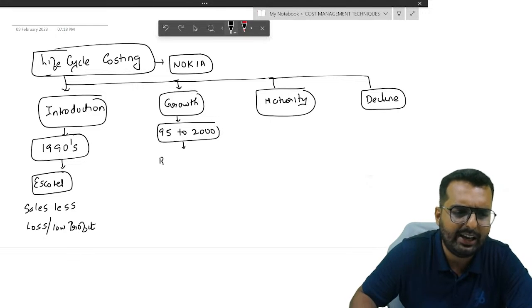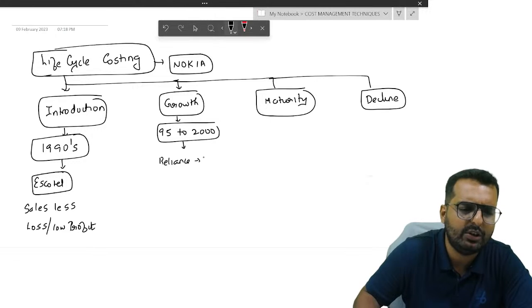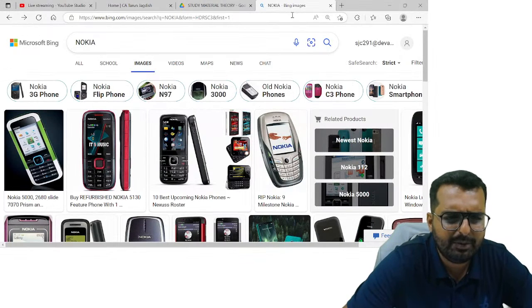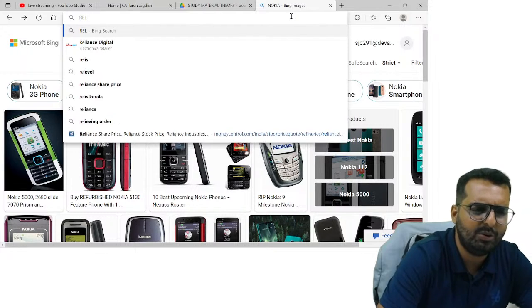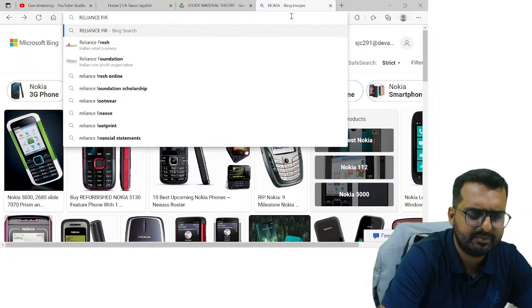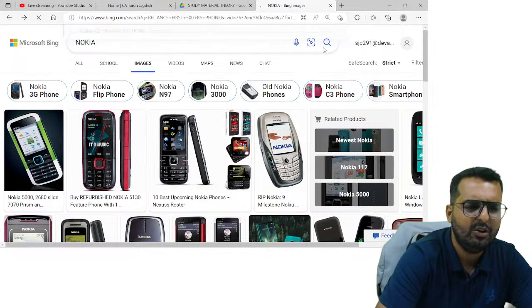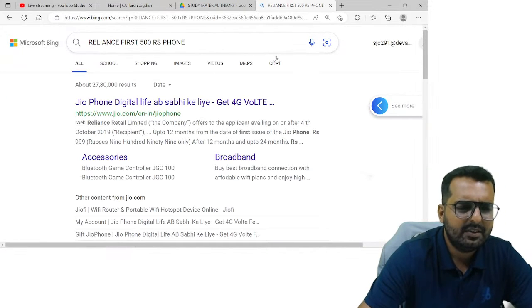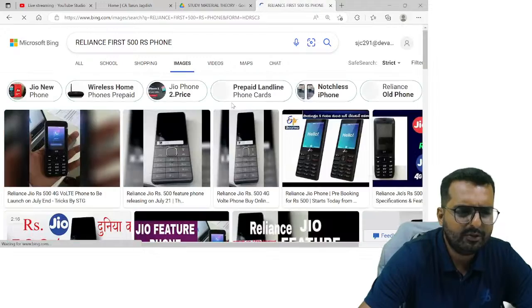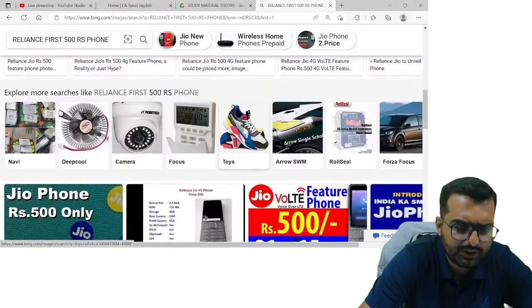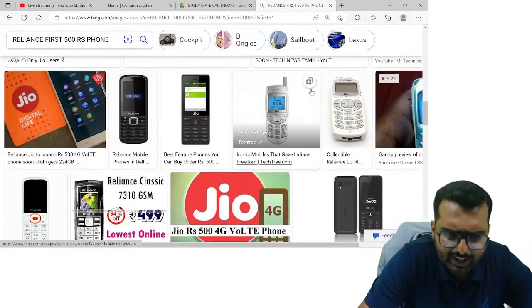That time, Reliance came up with a new technology called a 500 rupees phone. I'm not sure how many of you have seen that phone. All right. Let me just check if that's available somewhere in Google. This was back then. No, only 500. This is a new Geo feature. Back in 95, yes, something like this.